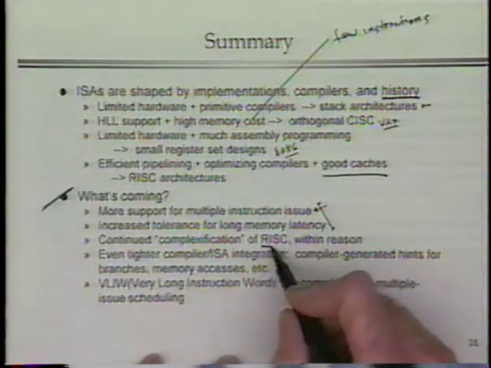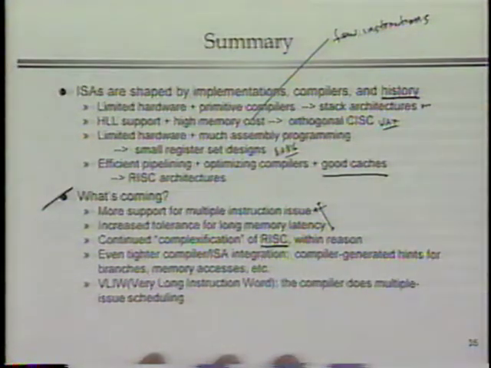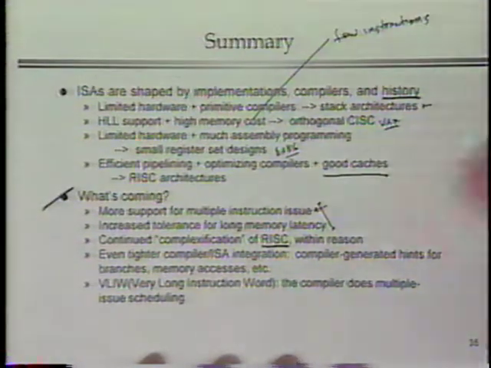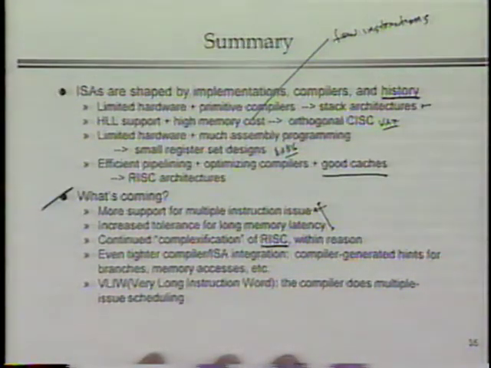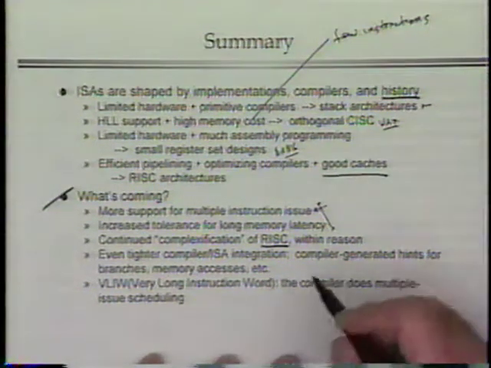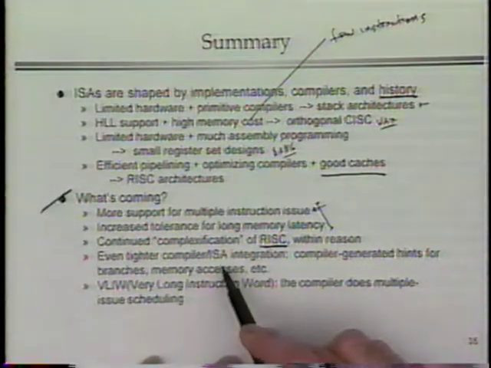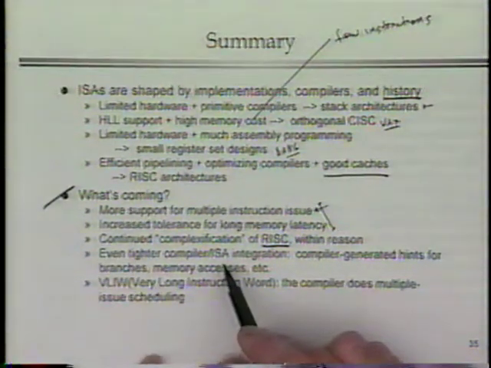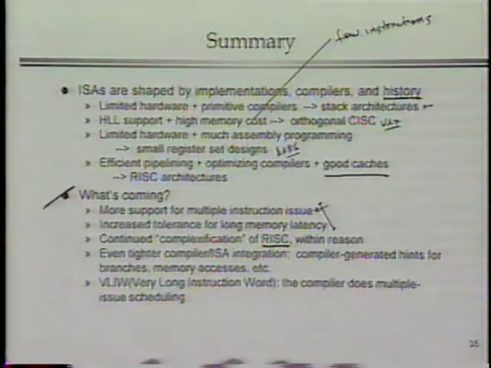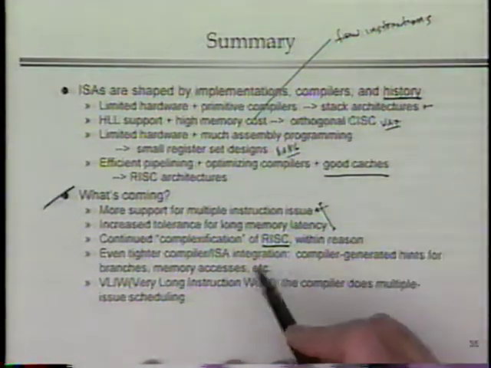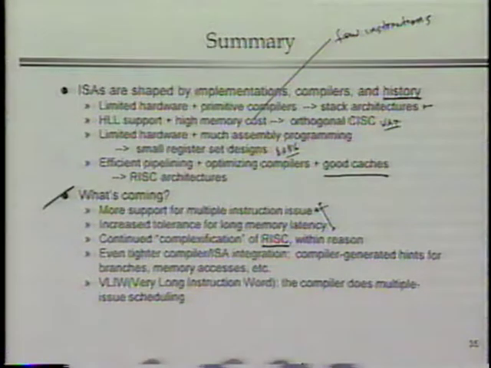RISCs started out as pristine and pure and really simple, and they've been getting ever more complicated, and one would expect to see that trend within reason to continue. One expects even tighter integration between the compiler and the instruction set architecture. I think this issue of allowing the instruction set architecture and the implementation of that instruction set to affect each other hasn't yet reached its local maximum at the moment, and in the next few years I'm sure there will be even more of that kind of integration.